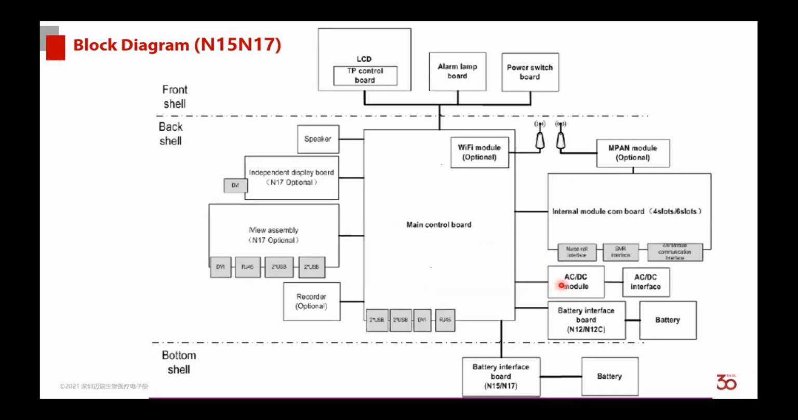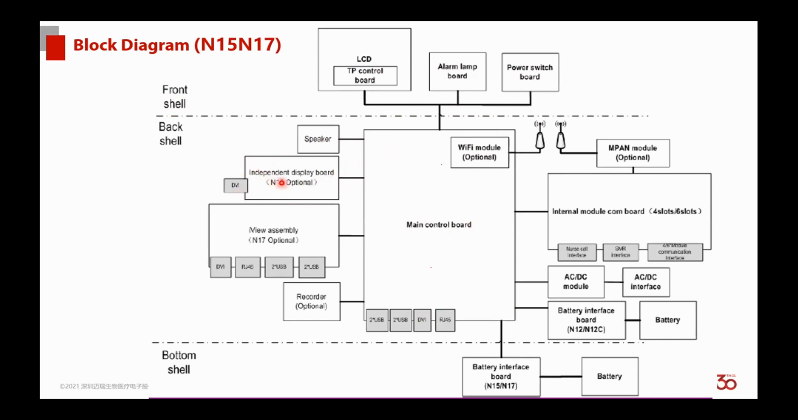Okay, so the next one is for the N50 and N70. From here, you can see it's similar to N1, but one thing is different. We don't have the parameter board inside, so we can separate it into different parts. First one is the front shell. It contains the LCD screen, alarm lamp board, and power switch board, similar to N1. And for the back shell, we only have one main control board. The Wi-Fi module is optional and connected to the main control board. The main control board then connects to the speaker.